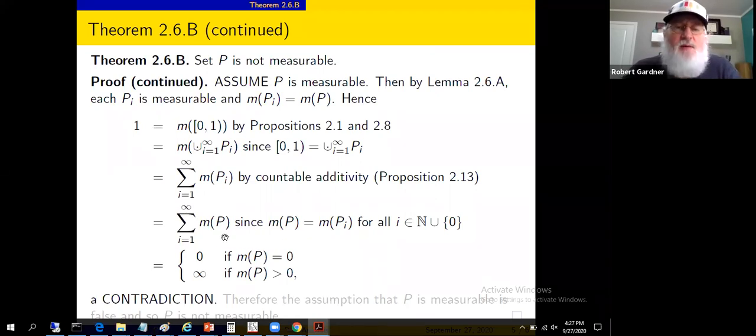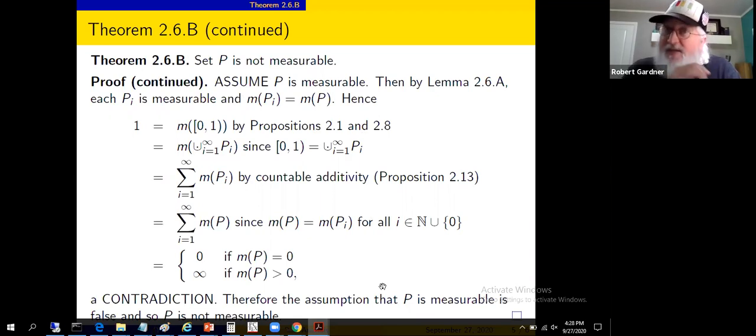So we get this series to be either 0 if the measure of set p equals 0, or infinity if the measure of set p is greater than 0. And those are the only choices if p is measurable. That's a contradiction because 1 doesn't equal 0, nor does it equal infinity. The assumption we made right here, that p is measurable, must be false. So p is not measurable. So we don't have a measurable set.